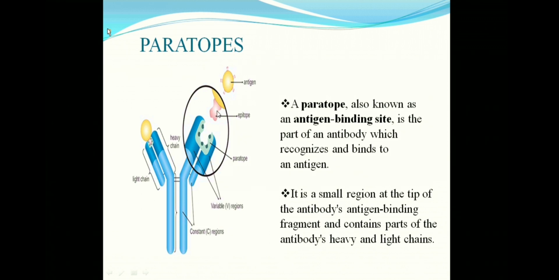This is the epitope. So in the interaction between the epitope and paratope, it produces the immune response. A paratope, also known as antigen binding site, is a part of an antibody which recognizes and binds to an antigen. It's a small region at the tip of the antibody's antigen binding fragment and contains part of the antibody's heavy and light chains.